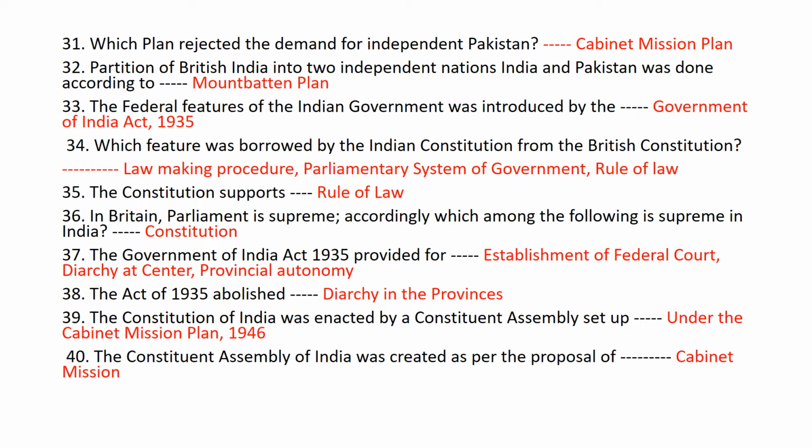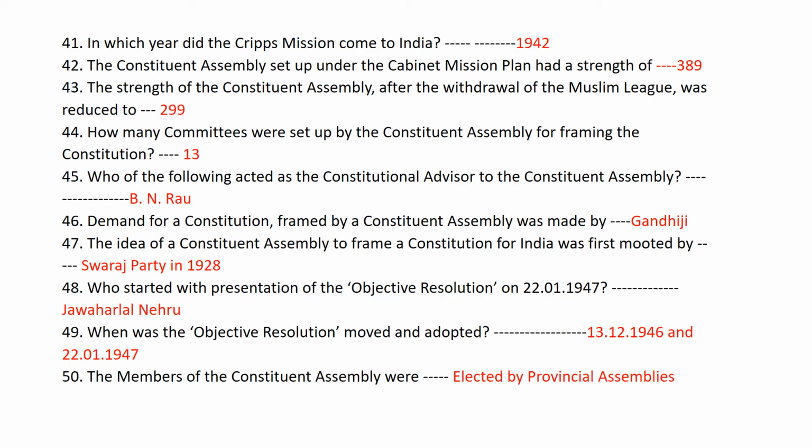The Constitution of India was enacted by a Constituent Assembly set up under the Cabinet Mission Plan 1946. The Constituent Assembly of India was created as per the proposal of Cabinet Mission. In which year did the Cripps Mission come to India? 1942. The Constituent Assembly set up under the Cabinet Mission Plan had a strength of 389. The strength of the Constituent Assembly after the withdrawal of the Muslim League was reduced to 299.